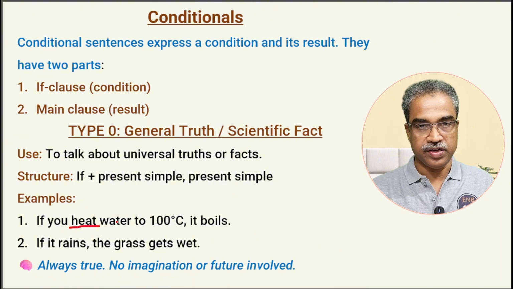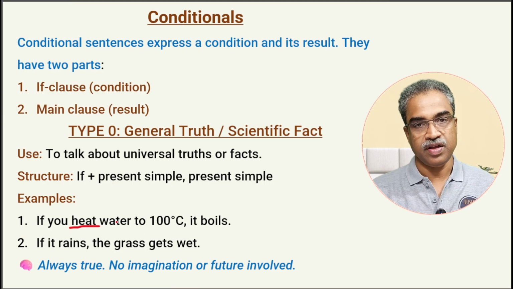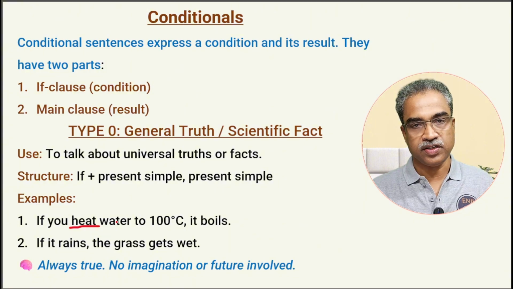If it rains, rain is the verb here. Third person singular, it. So one S is added with rain. So if it rains, the grass gets wet. Grass is singular, gets is the verb. S is added. The grass gets wet. And it is a fact.